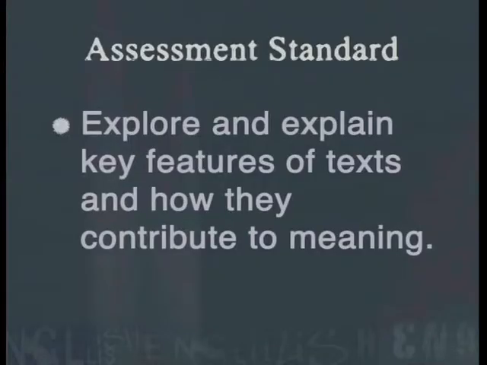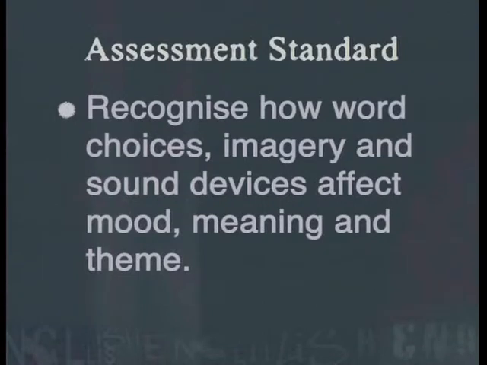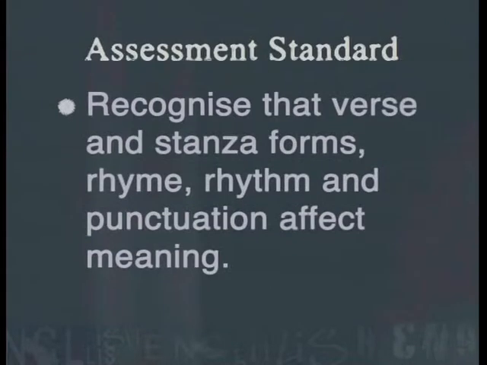Most of the lessons in this series address learning outcome 2, reading and viewing. These lessons will assist learners in achieving a range of assessment standards within this outcome, including being able to explore and explain key features of texts and how they contribute to meaning, and in terms of poetry, recognize how word choices, imagery, and sound devices affect mood, meaning, and theme.